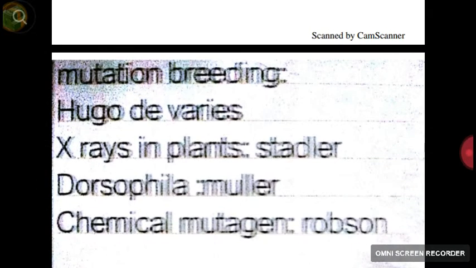First, mutations were discovered by the scientist Hugo de Vries. Mutations were created in plants using X-rays by Stadler. Mutations in Drosophila were identified by Muller. Chemical mutations were first used by Robson. What do you mean by mutation breeding? Using induced or artificial mutations for crop improvement can be termed mutation breeding.